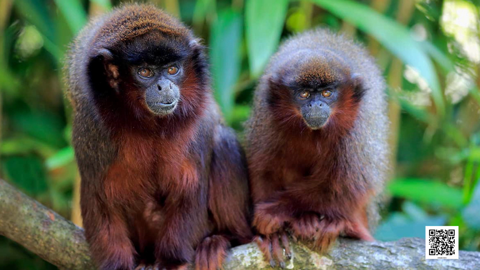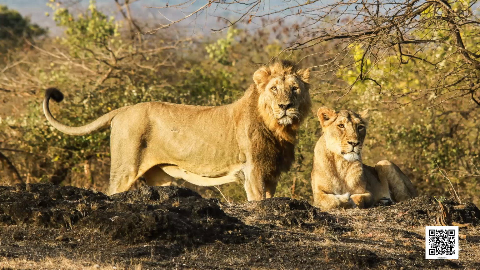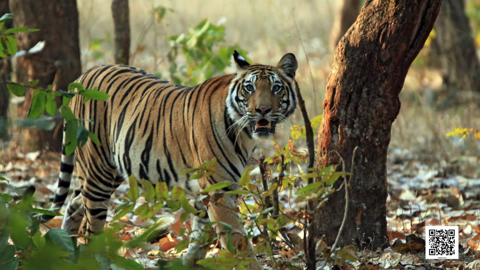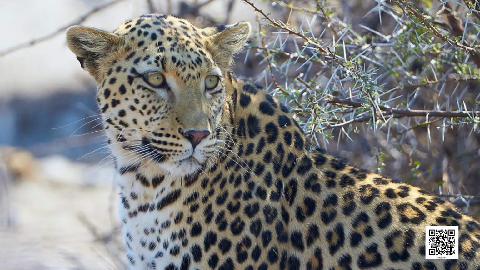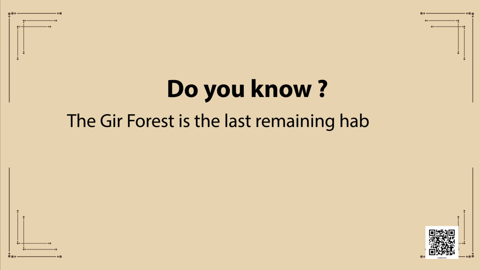India is the only country in the world that has both tigers and lions. The natural habitat of the Indian lion is the Gir forest in Gujarat. Tigers are found in the forests of Madhya Pradesh, the Sundarbans of West Bengal and the Himalayan region. Leopards too are the members of the cat family. They are important among animals of prey. Children, do you know the Gir forest is the last remaining habitat of the Asiatic lion?